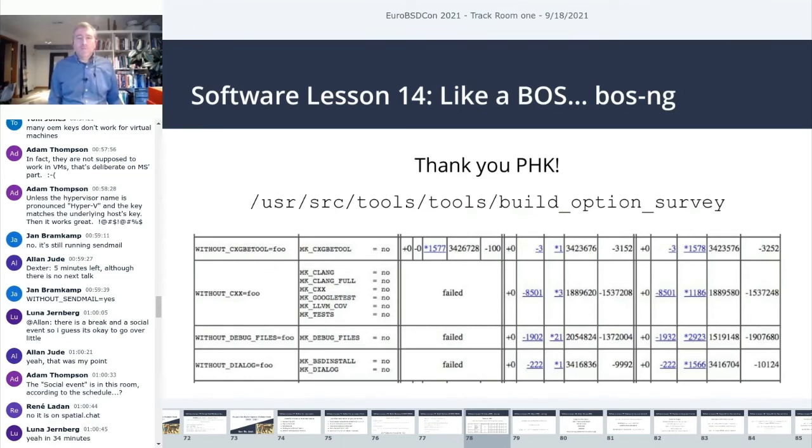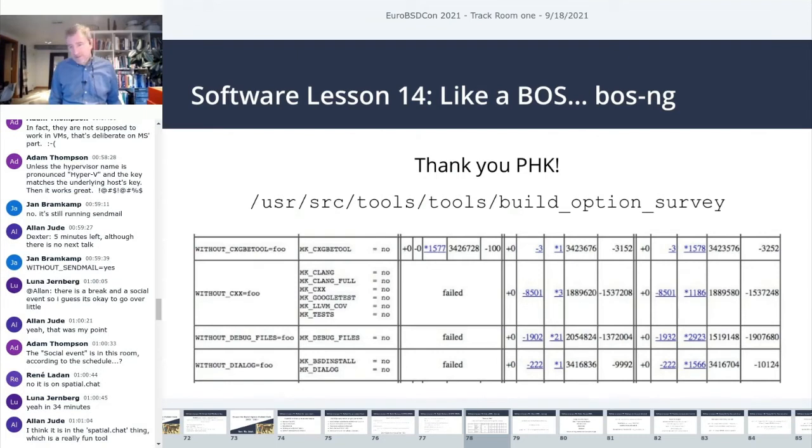For a very, very long time, Poul-Henning Kamp has had the build option survey sitting in /usr/src/tools. I cannot imagine how long it used to take to run, but it steps through every build option and looks at how much space it saves, if it does in fact work. Some of you may recall me running the build option survey as best I could on just hardware, just waiting and saying, oh, this is broken, and then talking to various folks and saying, hey, should this work? That's the first key question: is this known to work? Did it once work, etc.?